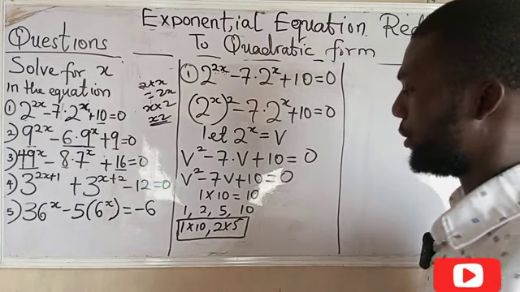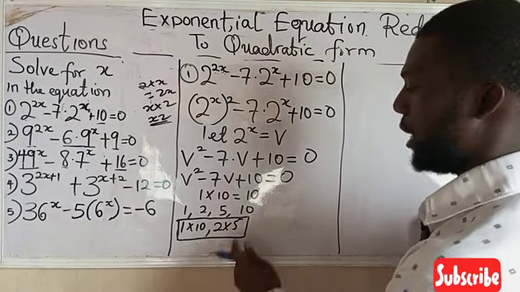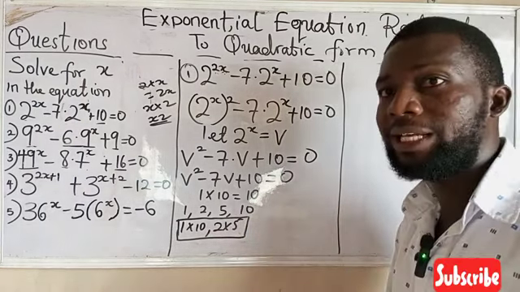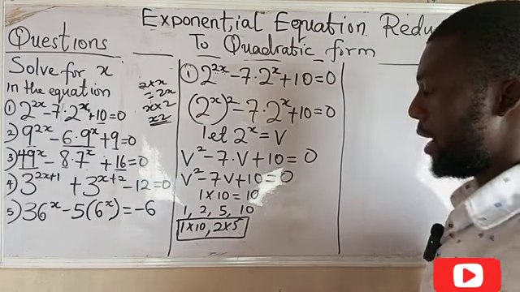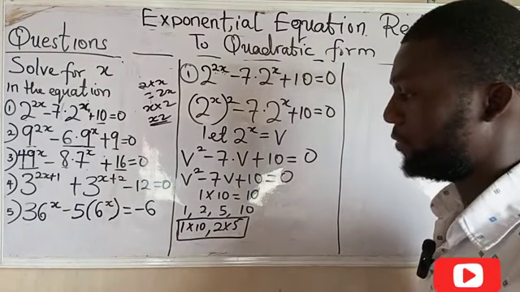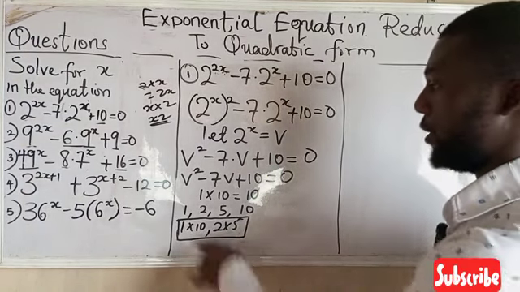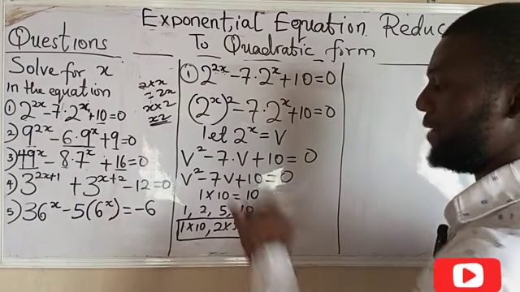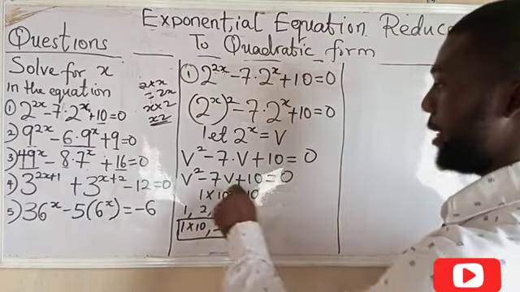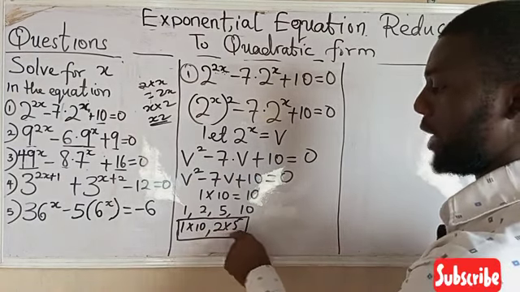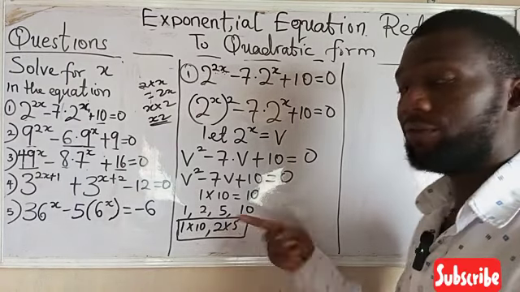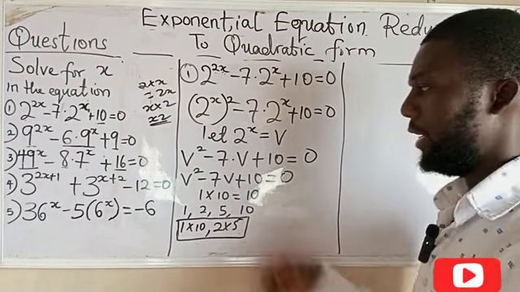Now the next thing we are going to do is look at these two figures, and pick the one that, when you combine them together, is going to give us 7. And we know obviously that it can never be 1 times 10, because 1 plus 10 is going to give us 11, or 10 minus 1 is going to give us 9. It doesn't really look like our middle term, which is minus 7. So the only multiplication combination that makes it look like the middle term is 2 and 5.